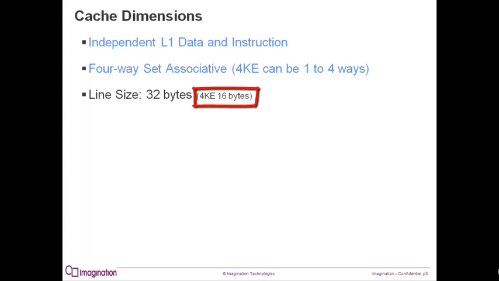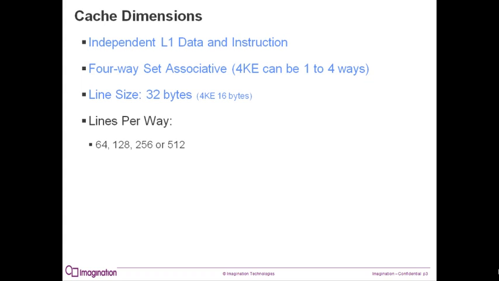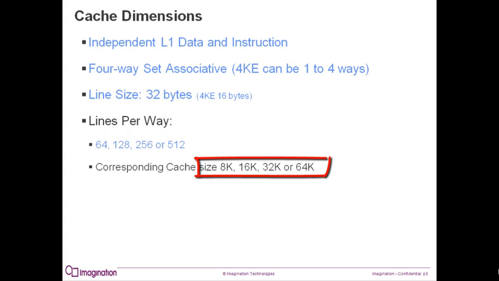Cache line size is fixed at 16 bytes for a 4KE and 32 bytes for the rest of the cores. Lines per way will determine the cache size. These are a power of 2 starting from 64 to 512. This corresponds to a cache size of 8 to 64K.